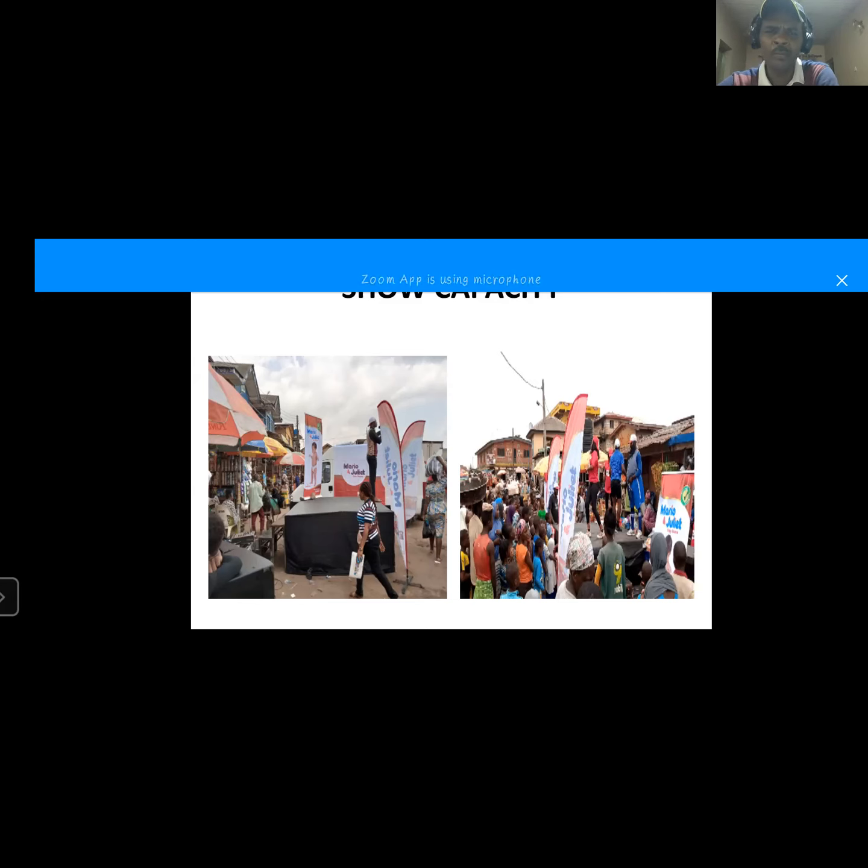The picture on the left looks like Maria and Juliet was trying to do a market activation and nobody wants to come. People don't like that brand, so everybody is running away. While the other picture on the right, which is probably when the market activation has started, you can see the level of engagement. A whole lot of people have gathered to hear what the brand wants to say.